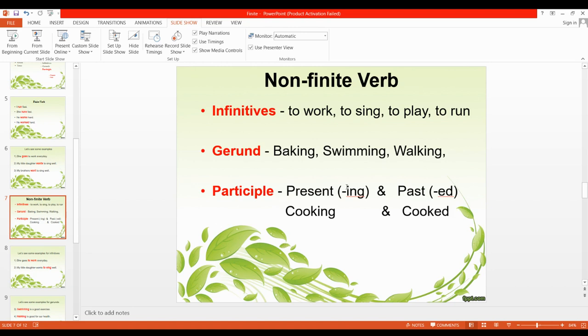Participle, again we are having two types of participle: present participle and past participle. Present means verb plus ing, like cooking, singing, dancing, listening, speaking, talking, walking, right? Past participle is SV3, verb 3: cooked, talked, walked, baked, broken, like that. Sing, sang, sung. The third form of the verb can be taken here, and these three categories never change. That is called as non-finite verb.